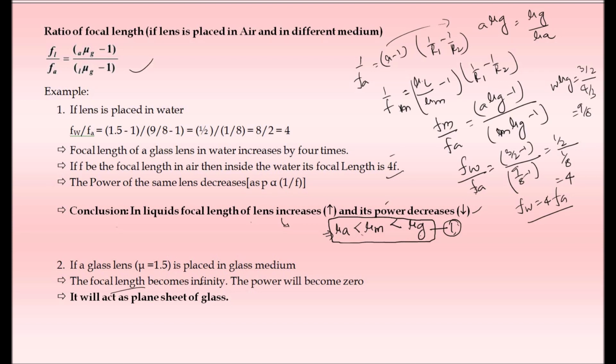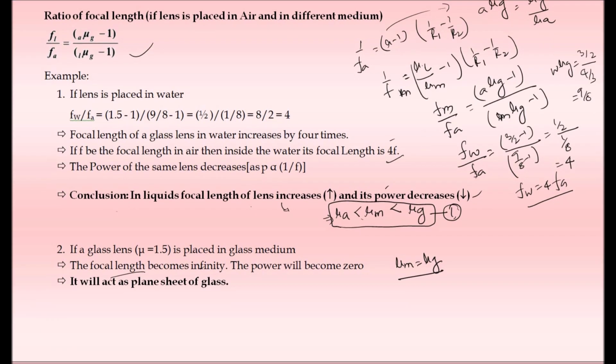Now if we place the same glass lens in a glass medium, that is we keep the refractive index of medium and lens equal, so mu m is equal to mu g, then the focal length becomes infinity, and the converging or diverging power of the lens becomes 0. So it will then act as a plain sheet of glass.